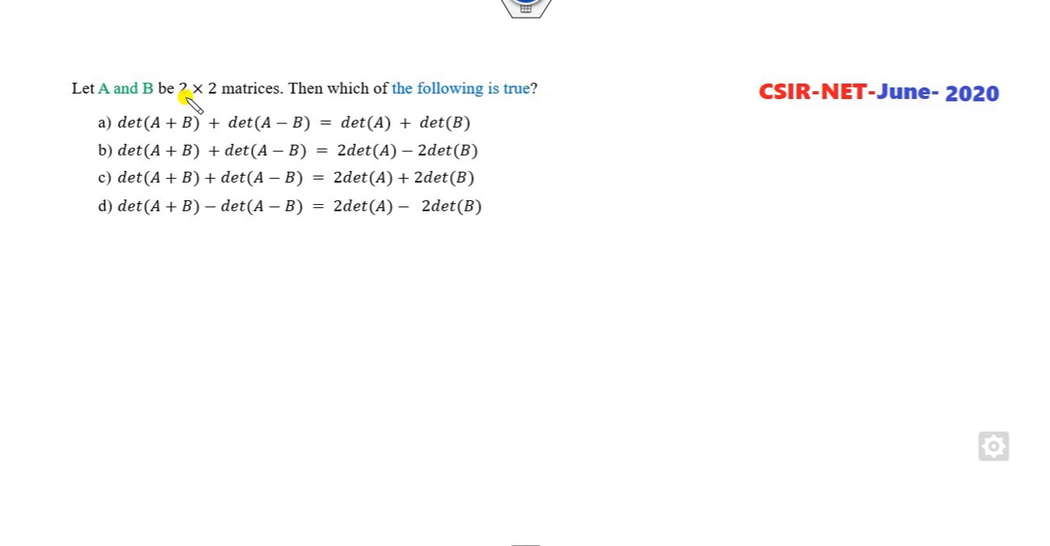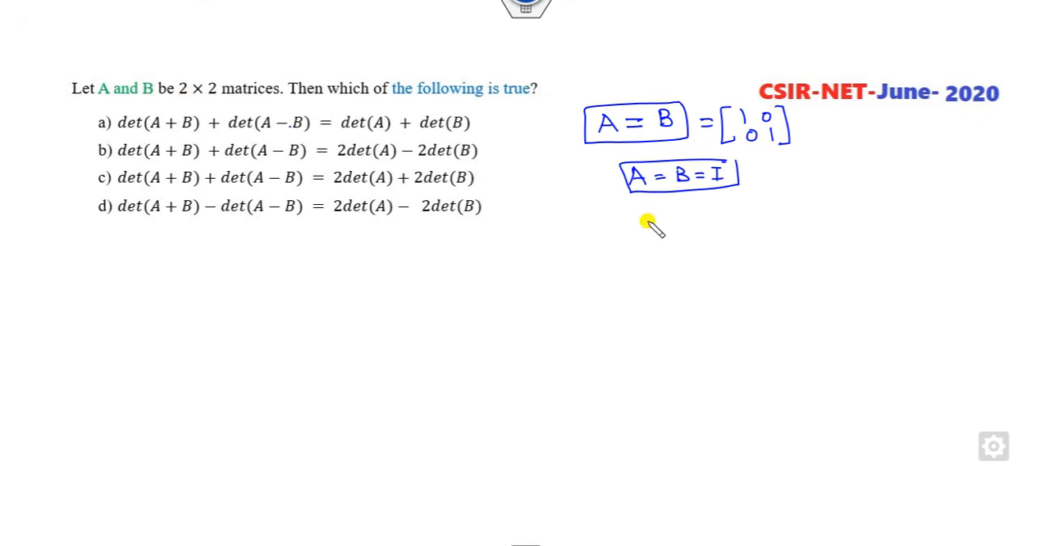Now here A and B are 2 cross 2, and that's again very simple because we need A minus B, A plus B. Firstly we can think about A equal to B. Since it's a 2 cross 2, I can simply take A equal to B equal to I. Fine. So what is the determinant of A? 1. Determinant of B? 1.